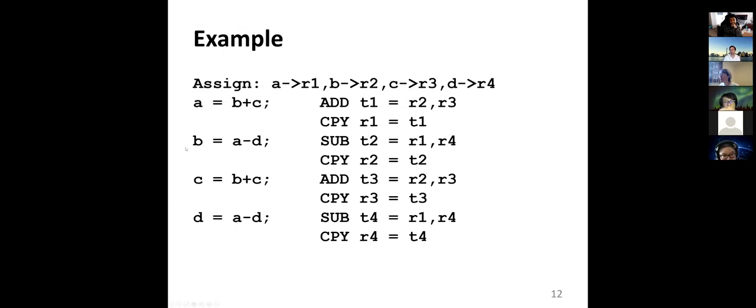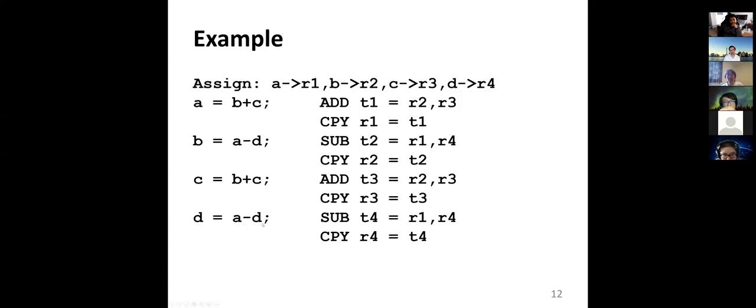With value numbering. So remember, this is the piece of code we have as an input, similar to what you've seen before. Remember the one that didn't work with DAGs? You still remember that, I hope. Any questions so far? Hope I'm not too fast. So remember the same thing: A equals B plus C, B equals A minus D, C equals B plus C, remember, a different B, and D equals A minus D.